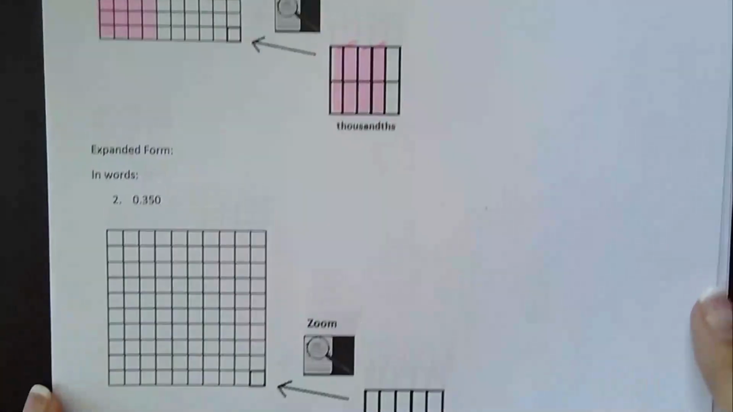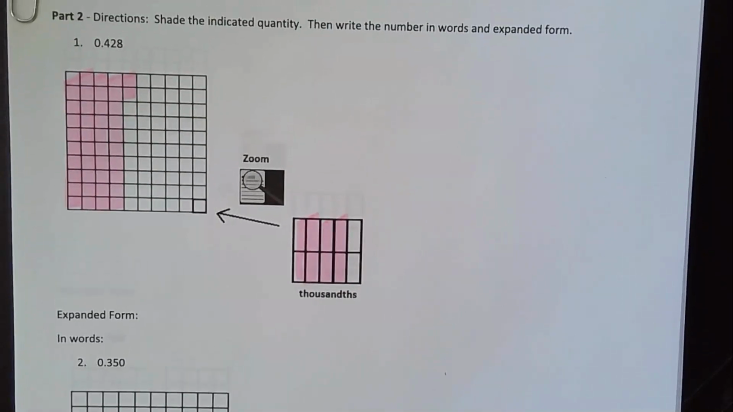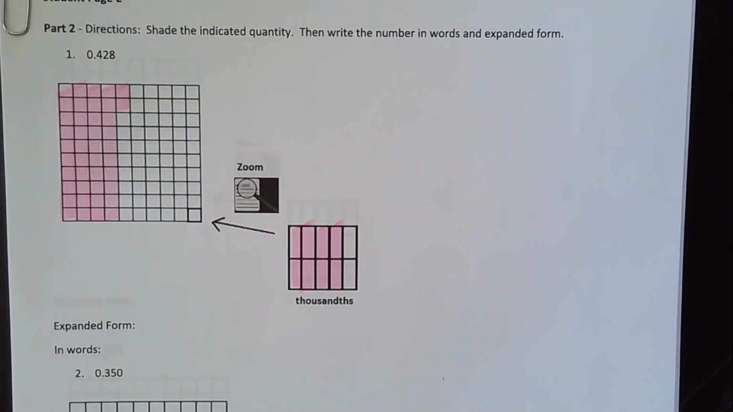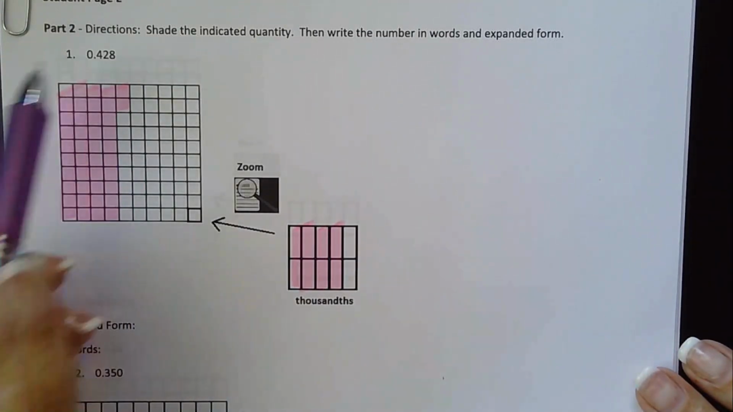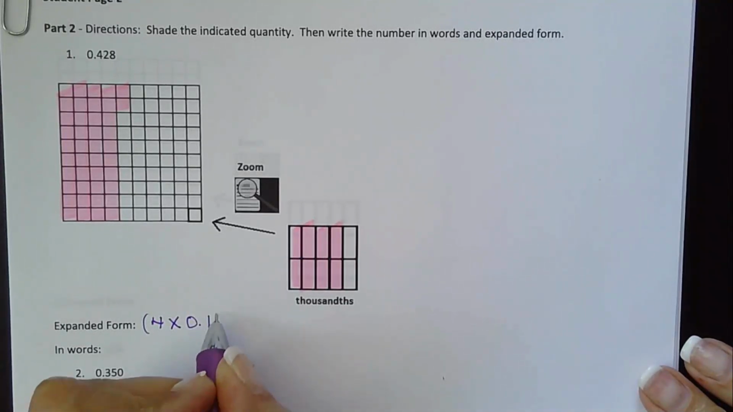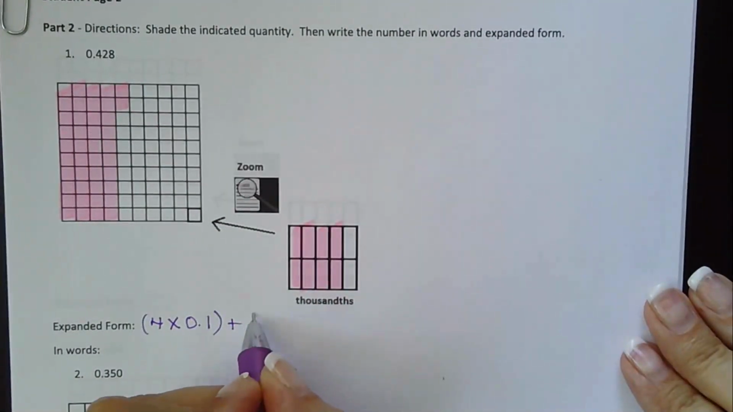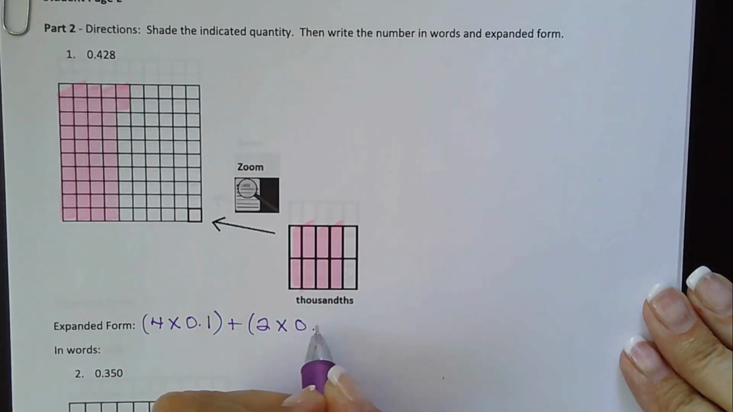Okay, now we're going to work on writing. So they want expanded form and they want in words. So expanded form, remember, is where we go times 1/1,000 or 1/10. Or in this case, because it's a decimal, we should use decimal notation. So we said 4 was in the tenths place, so that would be 4 times 1/10. Remember, tenths place only has 1 decimal place. 2 is in the hundredths place, so that would be 2 times 1/100th. And 100 has 2 zeros, so 2 decimal places.